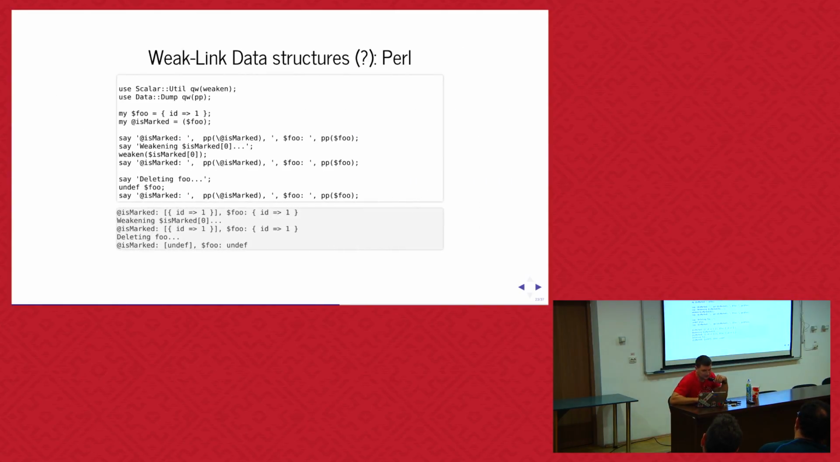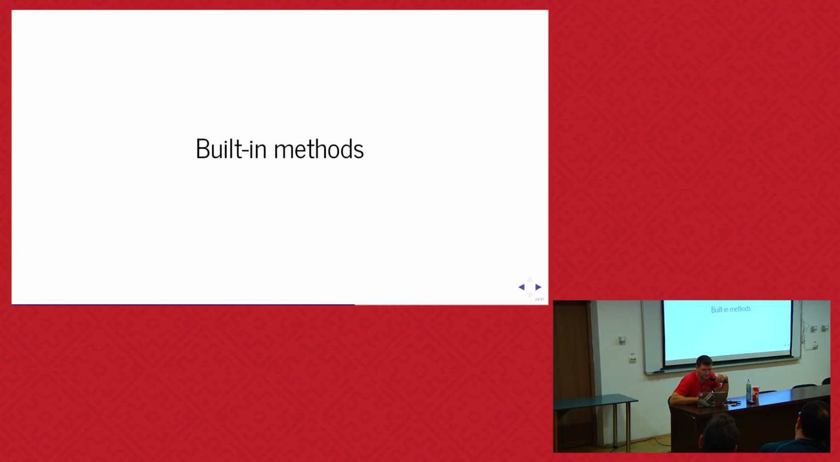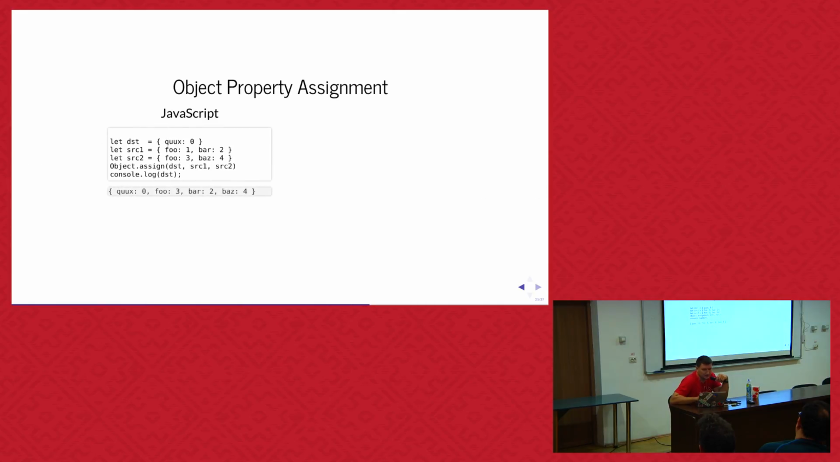It's also a bit different, because we don't have weakly linked data structures, but I don't know what's better. I think that Perl's approach is more direct and more clear and more universal in some kind of sort. So there is a lot of new built-in methods.